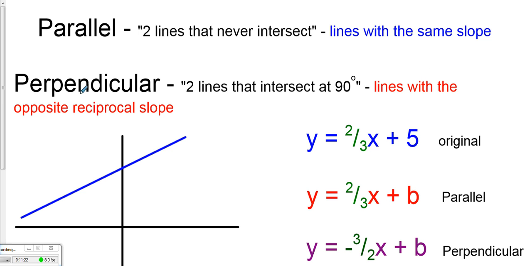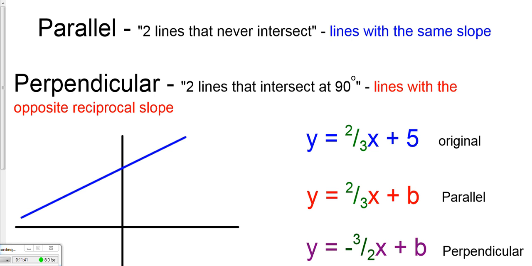Now both of these words are very, very important. Same is nice and easy, it's the exact same thing. Opposite and reciprocal are kind of similar to each other, but at the same time, these are different from one another. These both mean something very special.